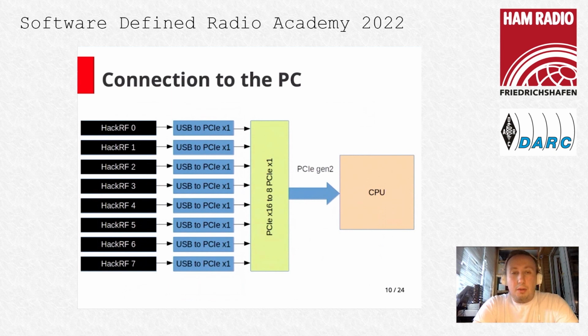To solve this problem, I decided to use separate USB host controllers for each board. So I came up with something like this that you can see on my slide. Here we have 8 HackRF boards and 8 USB host controllers, which are USB to PCI x1 controllers, and all those boards are connected to a PCI riser card, which is typically used to connect the graphics adapter. Then all this data is combined onto a PCI link, which is connected directly to the CPU. The bandwidth of the PCI link is enough to work with the bandwidth of all 8 boards. So this is a good solution.